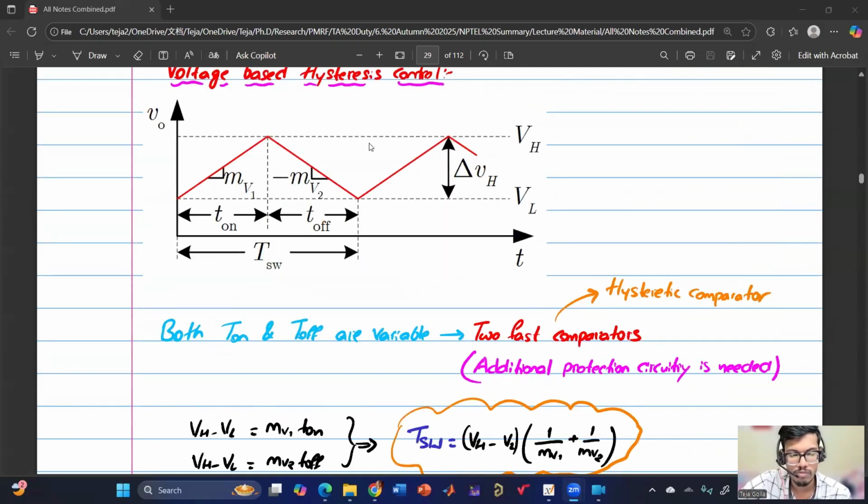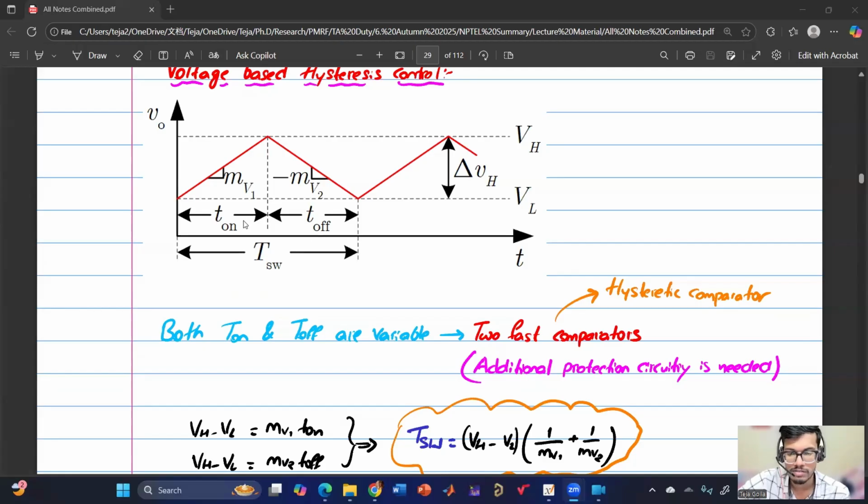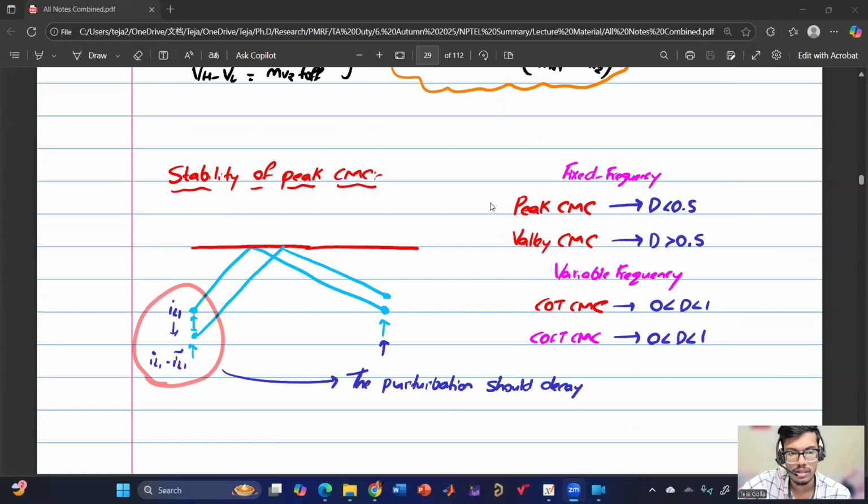And we have also seen voltage-based hysteresis control. If we have VH and VL, how to calculate delta VH and how to calculate the time period as well, because the time period varies depending upon the hysteresis band or the ripple.